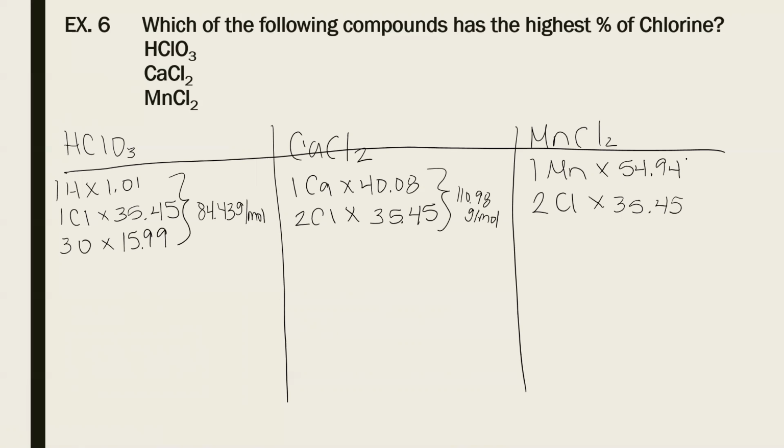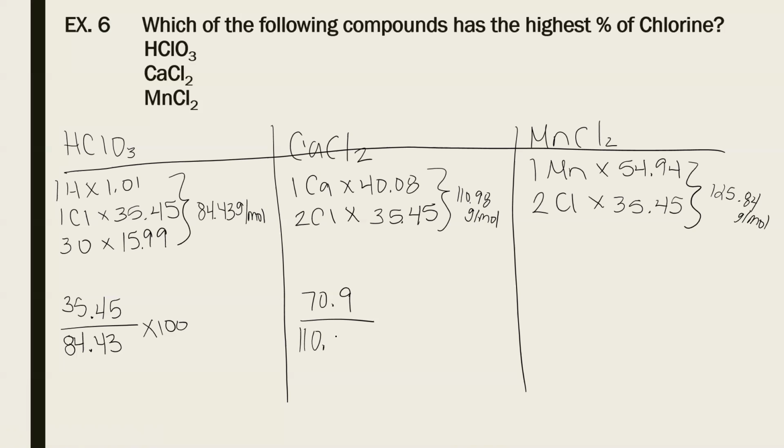Units are still important. Okay, so there's my atomic masses. Now I have to do the percent composition. So I have 1 chlorine divided by the molar mass of the compound, HClO3, times 100. In this case, I have 2 chlorine, so 2 times 35.45 gives me about 70.9. So that's where I got that number from, this math.